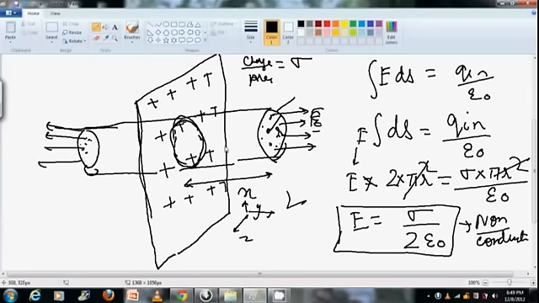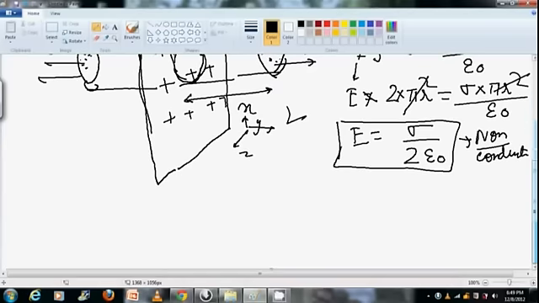What happens if this sheet is a conductor? Let us find out. If this plate is a conductor, everything has a finite thickness. So, if I have a conductor here, and on this surface the charge distribution is sigma.